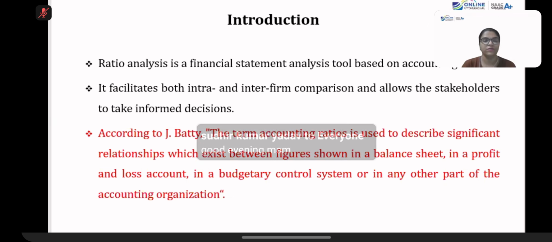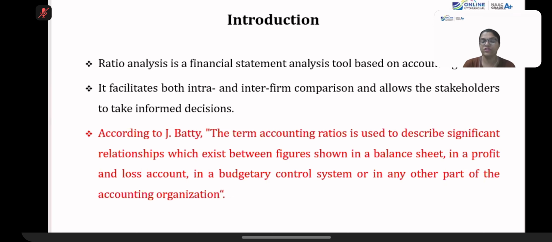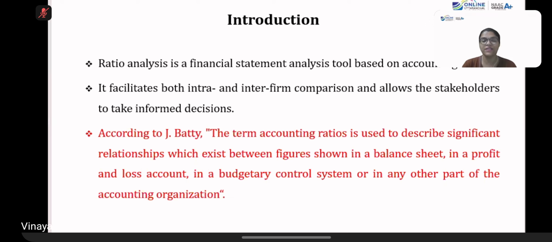So what is ratio? Ratio is nothing but a numerical expression, the relationship between the two numbers. Ratio analysis is a financial analysis technique, students, that involves evaluating and interpreting ratios that are derived from our financial statements. And when you calculate the ratio, you can easily assess the company's performance, profitability, solvency, liquidity.